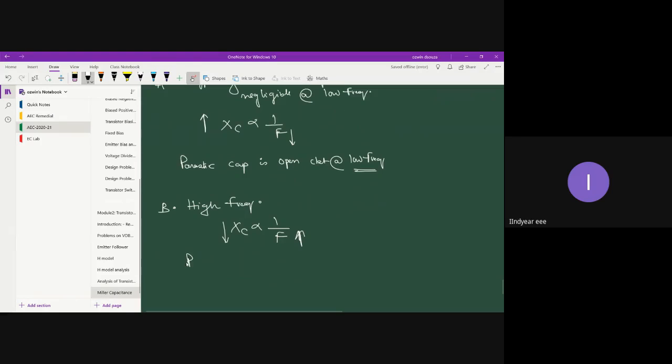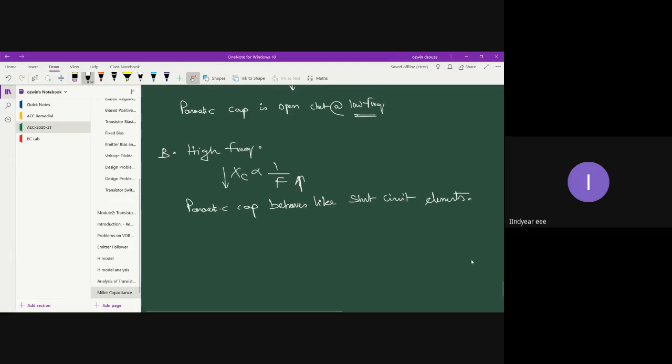So at high frequency, parasitic capacitance behaves like short circuit elements, and therefore it creates virtual shorts in transistor circuits. Therefore the gain gets reduced.